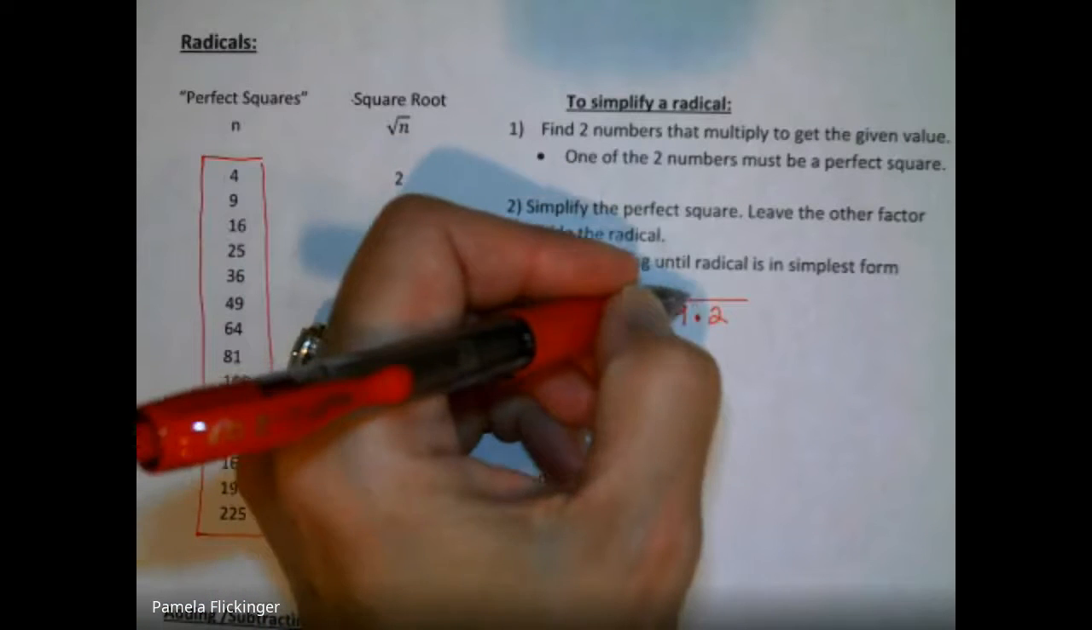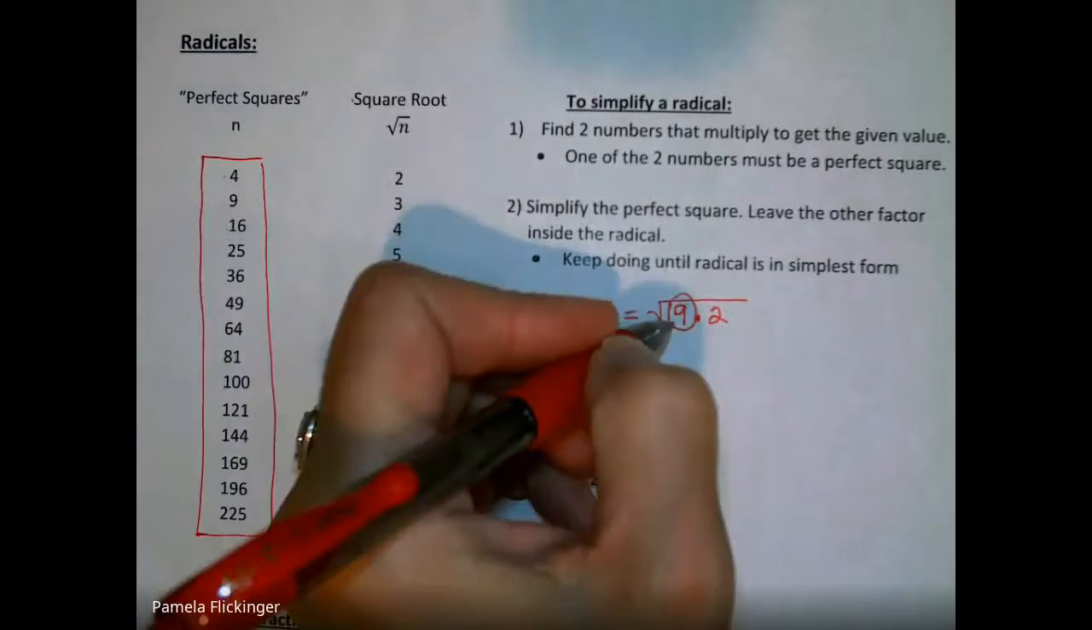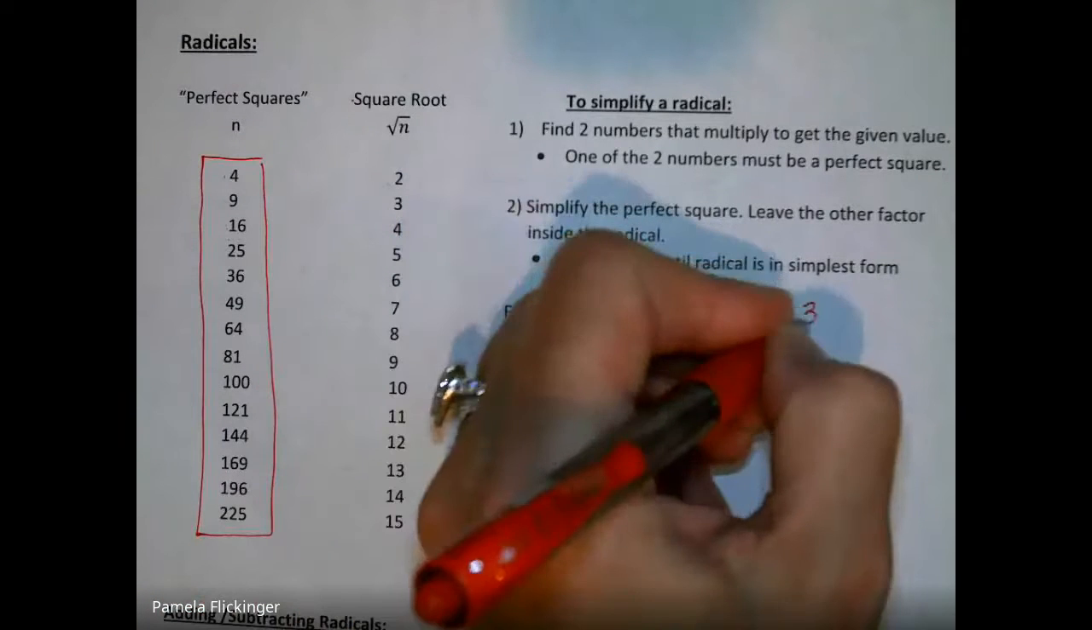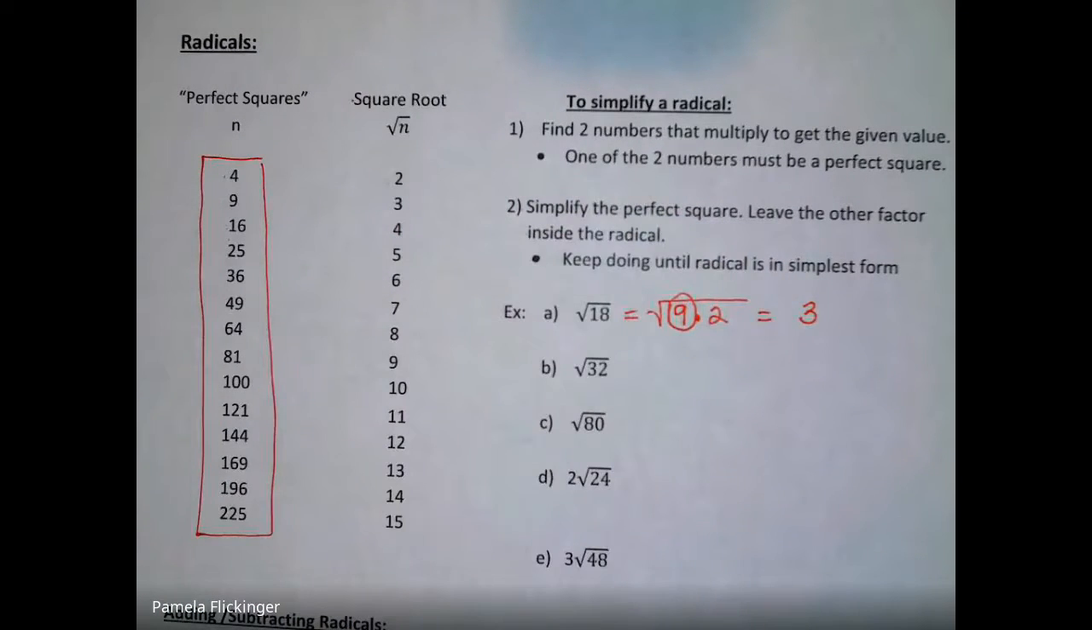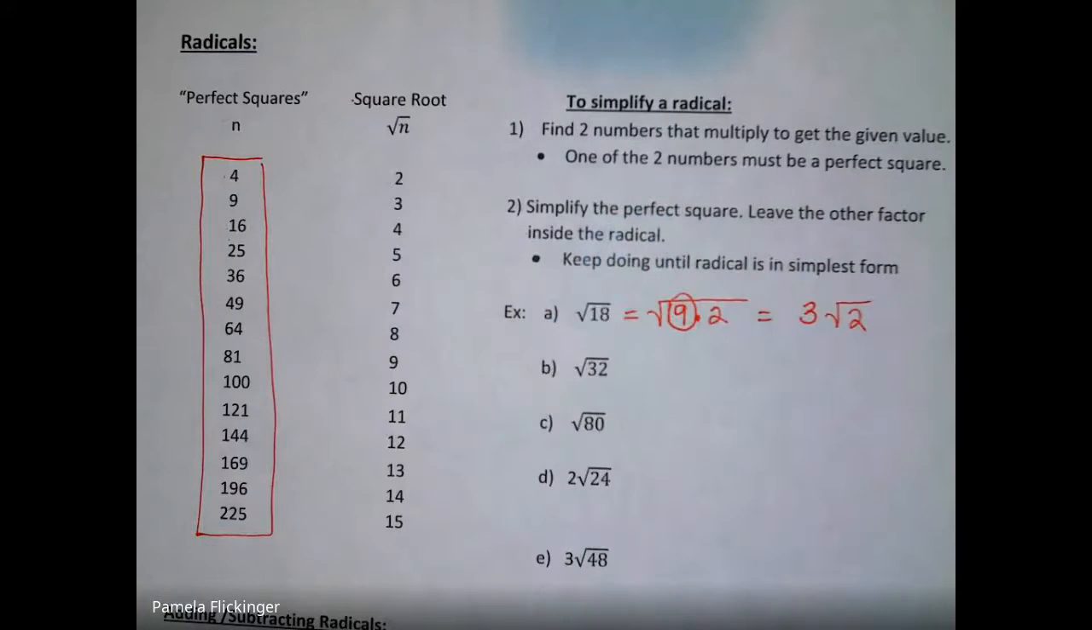So the number that's the perfect square, you'll see me circle it. I'm going to take the square root of 9, and the square root of 9 is 3. So that comes outside the radical, but the 2 must remain inside. So that's how the square root of 18 would simplify: 3 times the square root of 2.